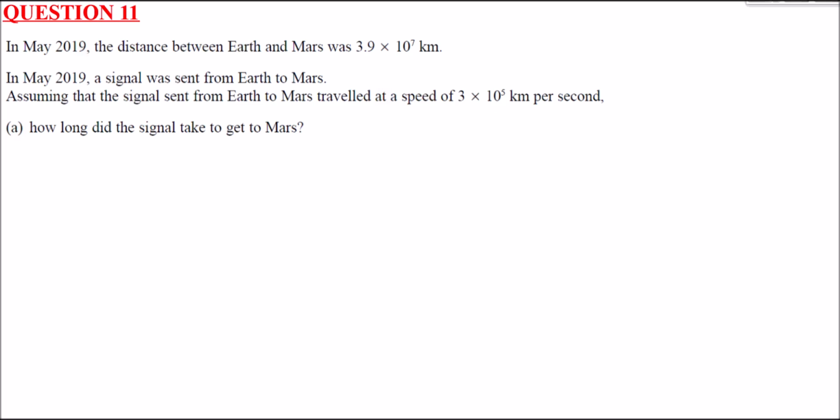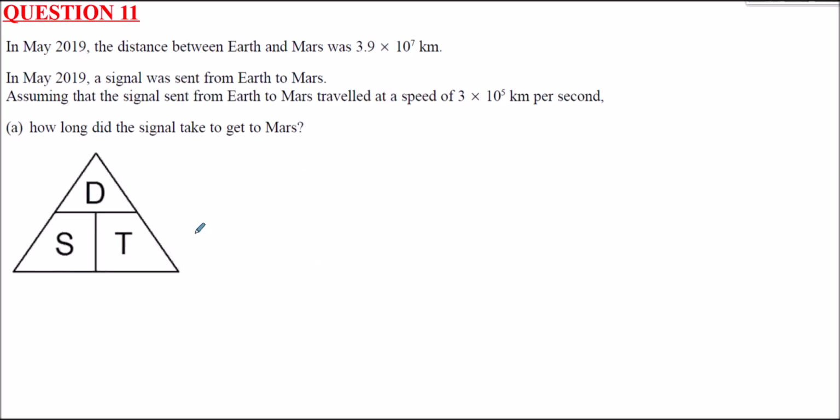So how long means time. We've got a distance, and we've been given a speed. So what relates speed, distance and time? It is a formula. Speed equals distance divided by time, or in terms of a formula triangle, we have this. Speed equals distance divided by time.